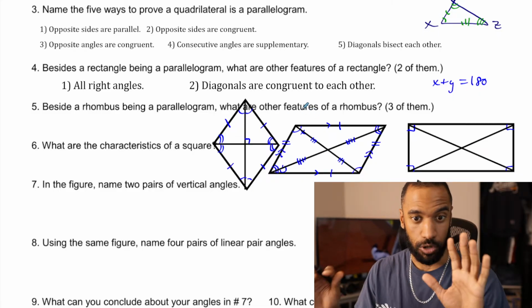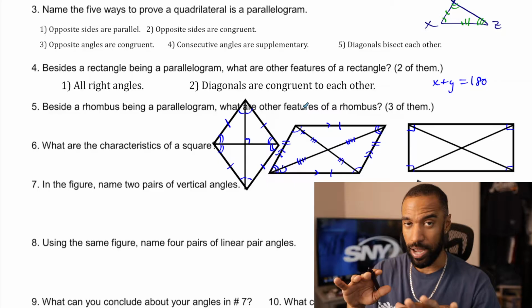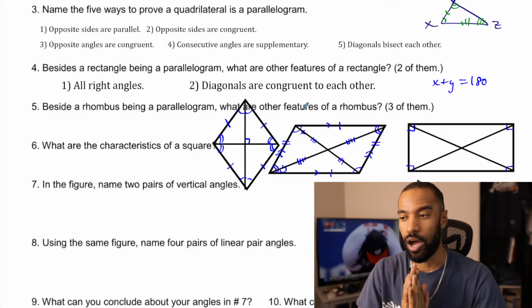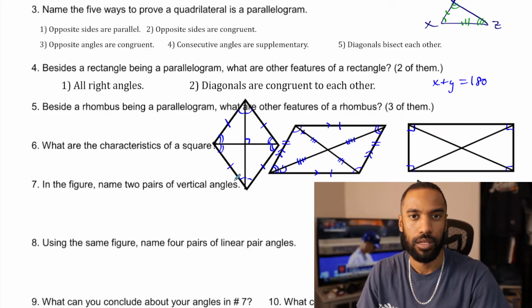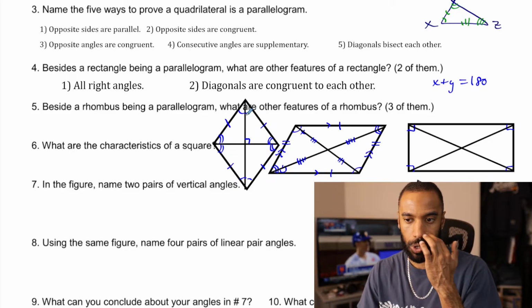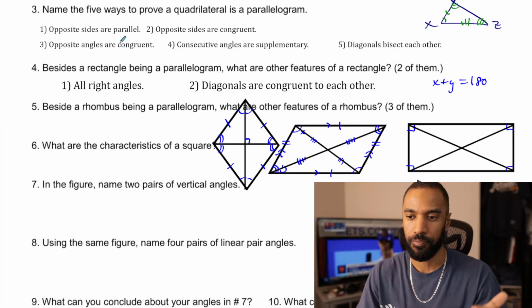Now, unlike a rectangle, because this was not a version of a rectangle, right? This was a version of a parallelogram. Unlike a rectangle, the diagonals aren't necessarily congruent. That looks shorter than that still. And we don't necessarily have right angles. So a rhombus has different things than a rectangle does.